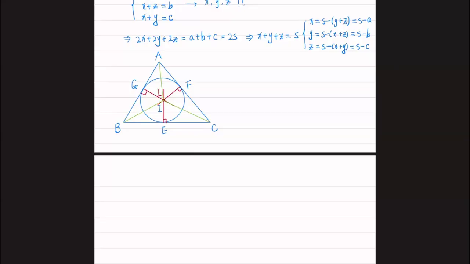Okay, so we will use the formula for the area of the triangles. We start with area of triangle BIC, which is half of base times the height. For this one, base is a, height is the inradius r. Similarly, area AIC.